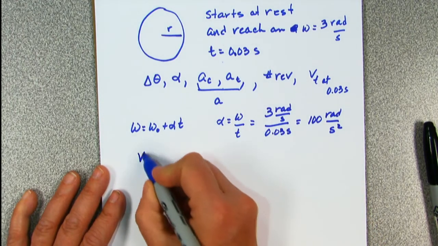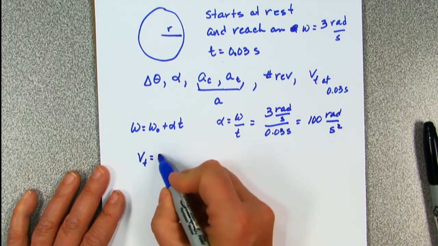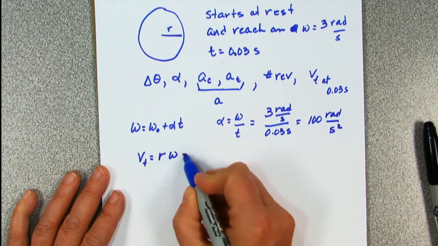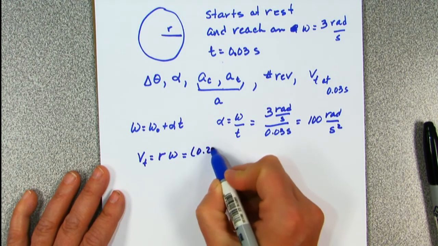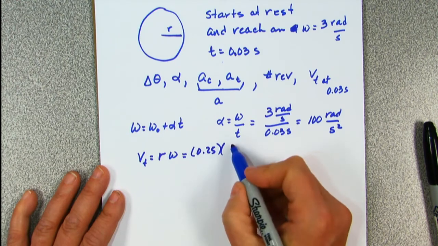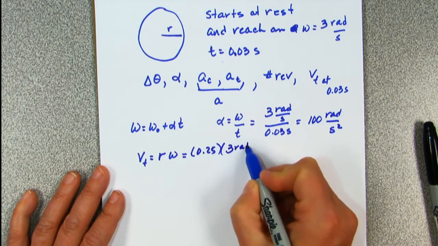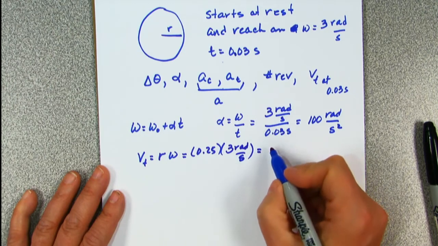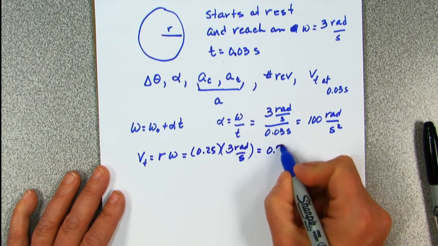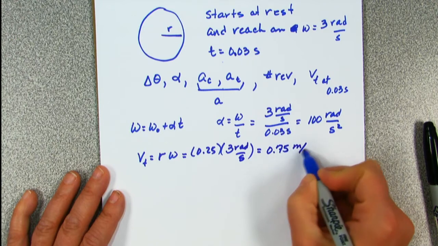My tangential velocity, I don't have to do this in order, is r omega. So I'm going to do my 0.25 times my omega, which is 3 radians per second, and that's going to give me 0.75 meters per second.